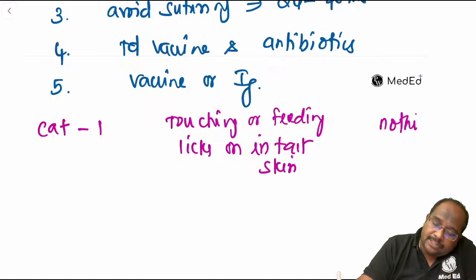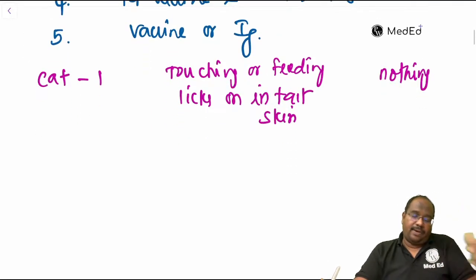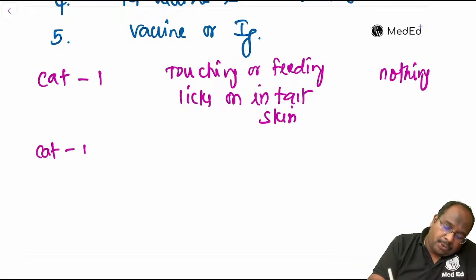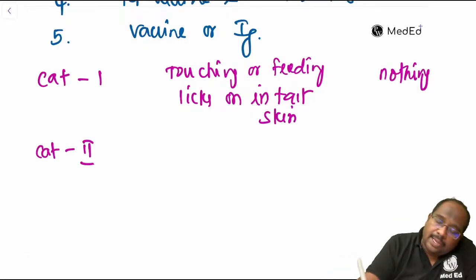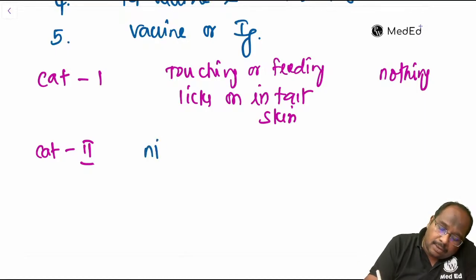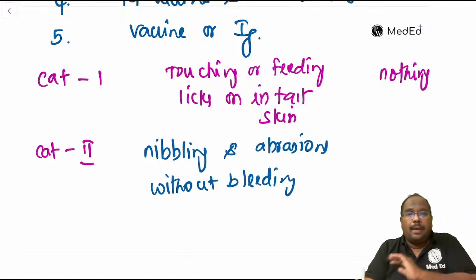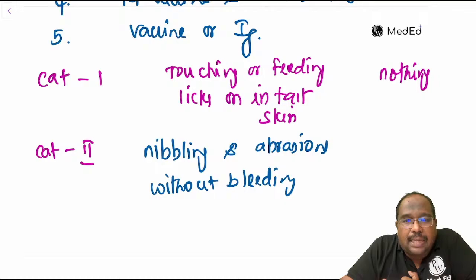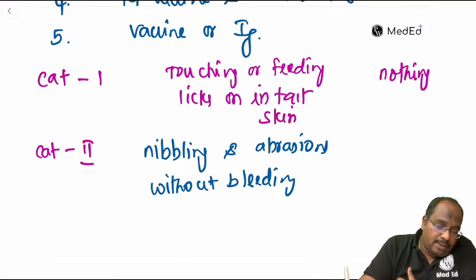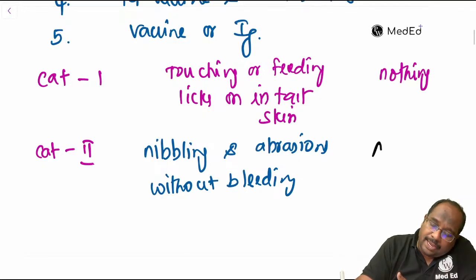What is required? Nothing is required, guys. For category 2, nibbling and abrasions without bleeding, guys. No bleeding, but nibbling is there and abrasions are there, and they will come to you without bleeding. So what are you supposed to do here? Here you have to provide ARV, guys.